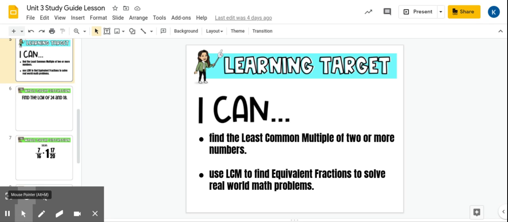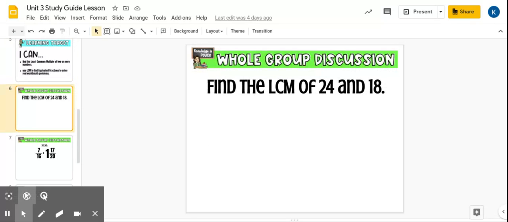In this video, we are going to be talking about finding the least common multiple of two or more numbers, and then also using the LCM to find equivalent fractions so that we can solve problems. All right, this first one is a little bit different than the other problems we've been doing because these numbers are rather big. Finding the LCM of 24 and 18.